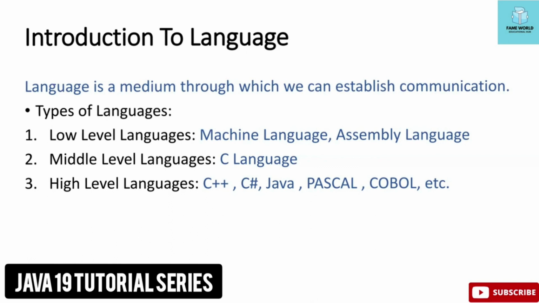Now, machine language and assembly language are the only two languages which are kept in the low level language category. Machine language, that is the binary language 0, 1, and the assembly language. Whereas C language is kept in the middle level language category, and C++, Java, C Sharp, Python, COBOL, all these languages are kept in the high level language category. The languages which follow the OOPS concepts, or the object oriented programming concepts, are kept in the high level language category.